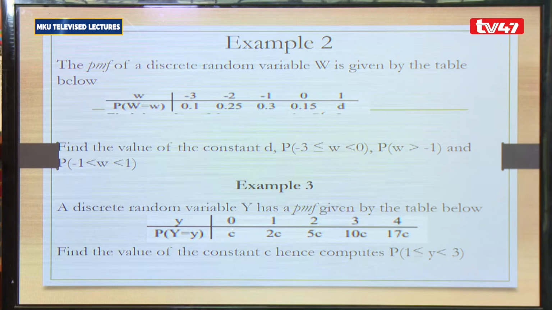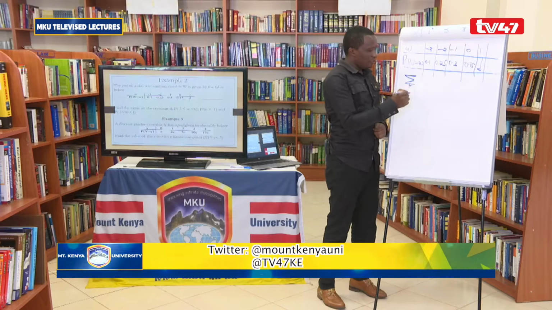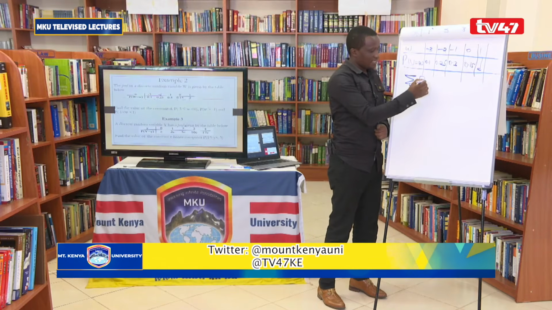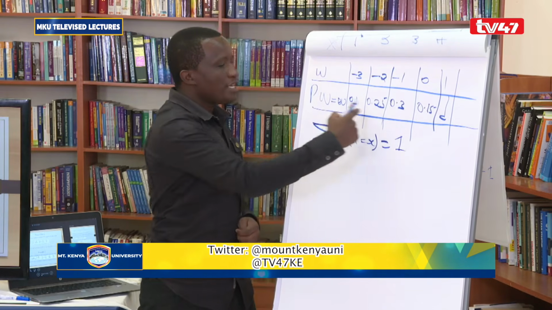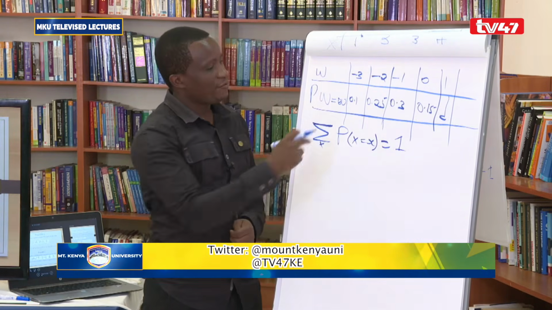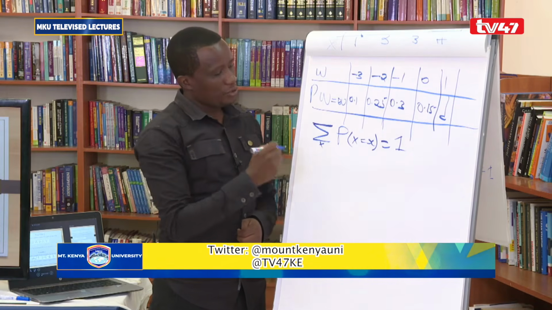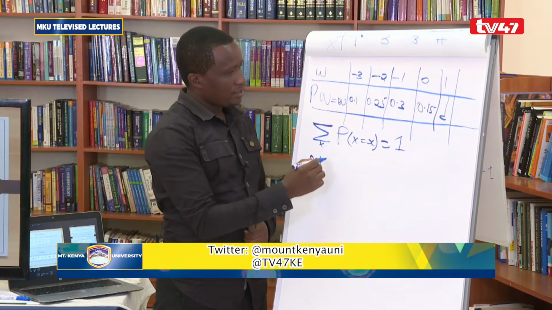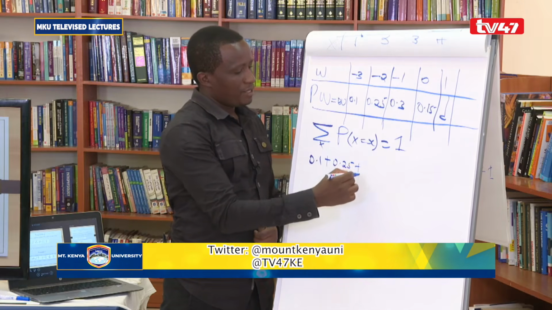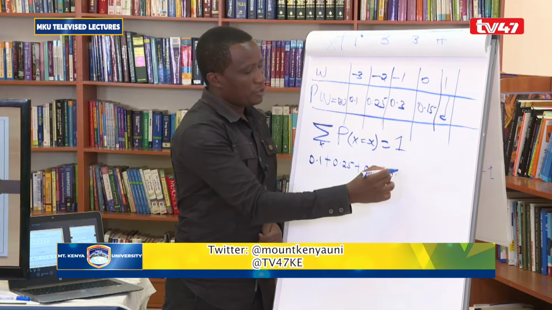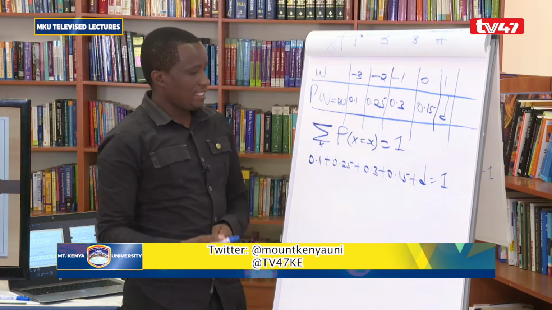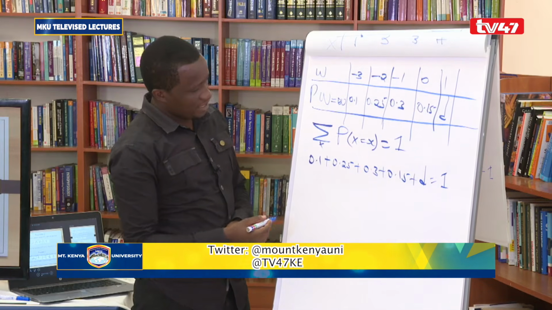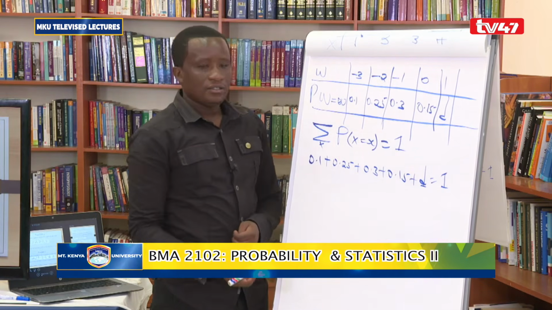Now, to be able to solve the first part of the question, we remember that the summation over all values of x of the probability of X equals 1. You say that this has to be 1 for this to be said to be a PMF. So that means if we sum all the probabilities, we are going to get 1. So 0.1 plus 0.25 plus 0.3 plus 0.15 plus D should be 1, so that it is a PMF. And therefore, we can see that we only have one unknown, D, which we can solve.